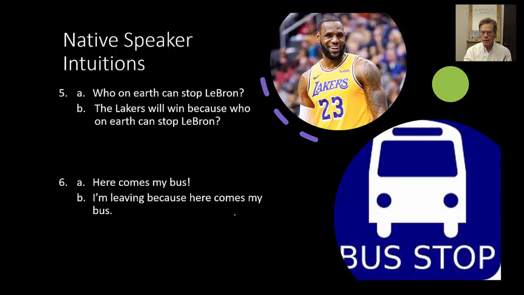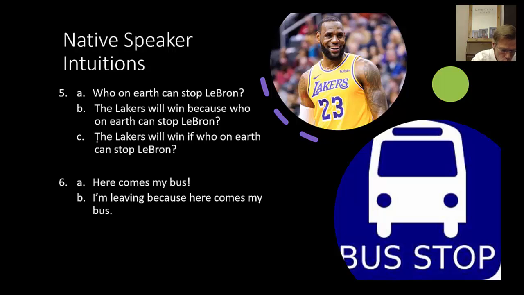Now, notice that in those two cases, we preceded the original utterances with because, a subordinating conjunction. But there's plenty of other subordinating conjunctions, one of which is if. And I want you to notice something here. It doesn't work with if. The Lakers will win if who on earth can stop LeBron? I'm going to give that one a little pound symbol, meaning that it's not an acceptable sentence of English. It just doesn't work for us.